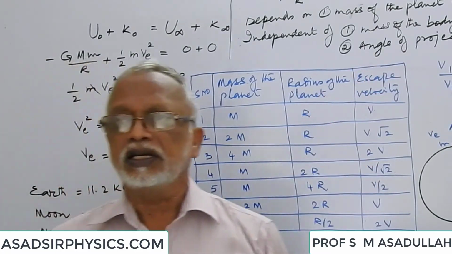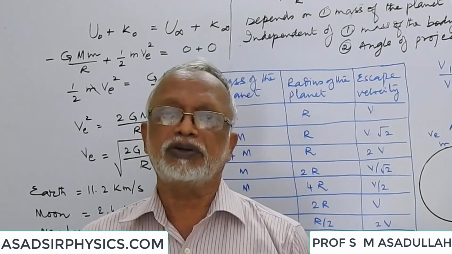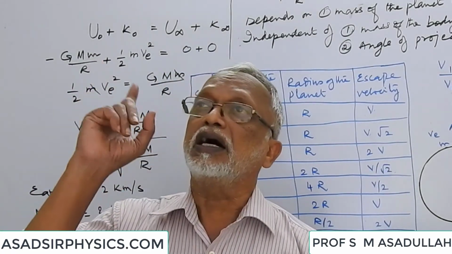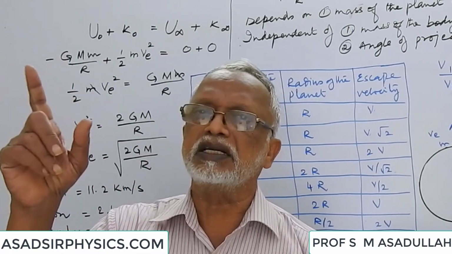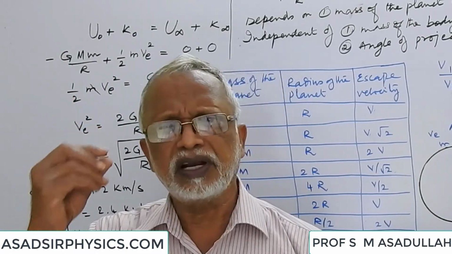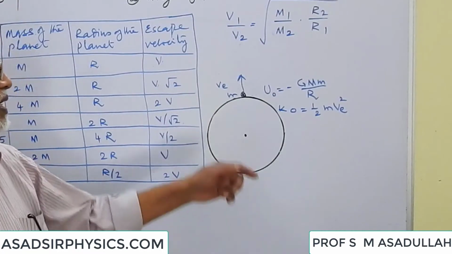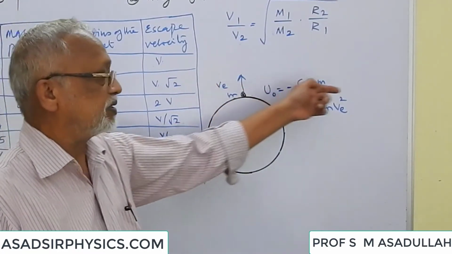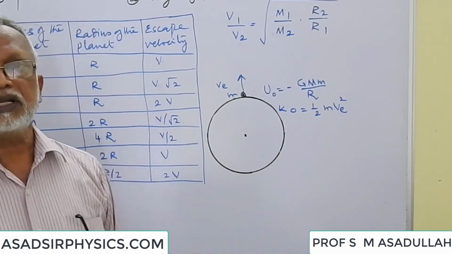Suppose on the Earth, a body is projected at 11.2 kilometers per second. Whether you project it directly upwards or at some angle, 60 degrees, 30 degrees, 45 degrees, or even at 0 degrees, if you project a body with 11.2 kilometers per second, it will escape.